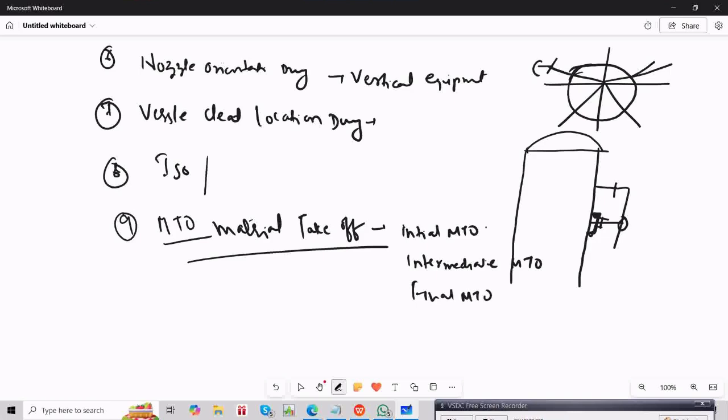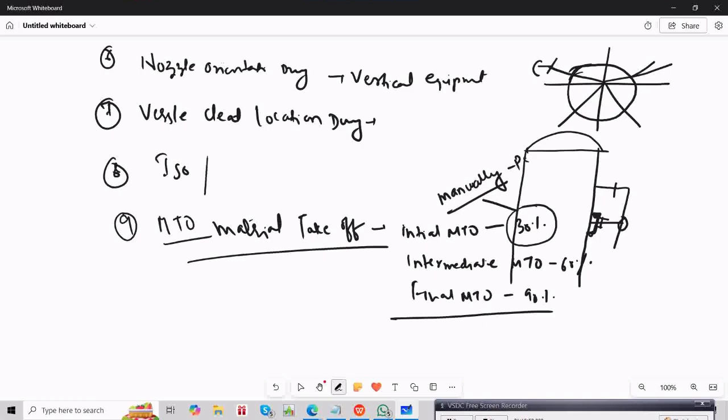Initial MTO will be taken when the 30% model review is done. Intermediate will be taken when the 60% model review is done, and the final MTO will be taken when the 90% model is done. In the initial MTO, you will create the MTO manually, manually meaning with the help of P and ID.